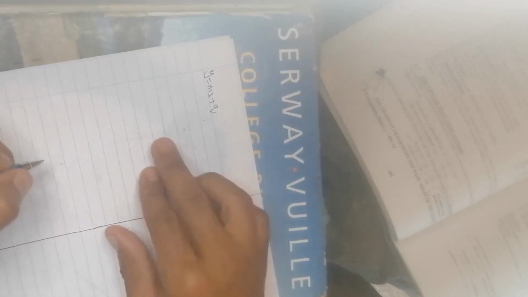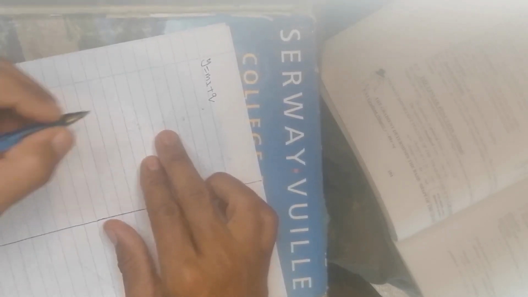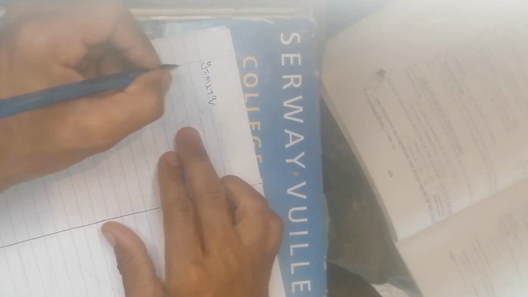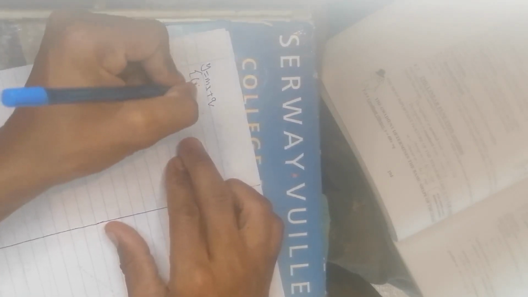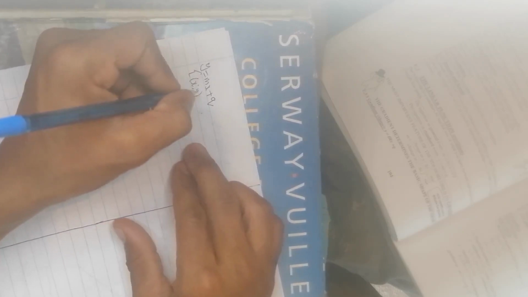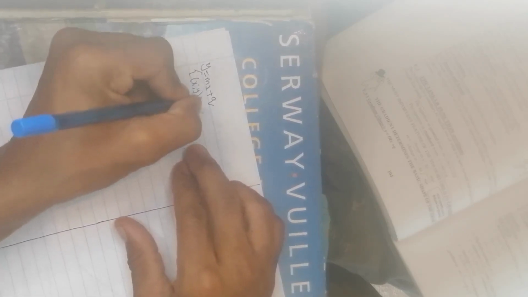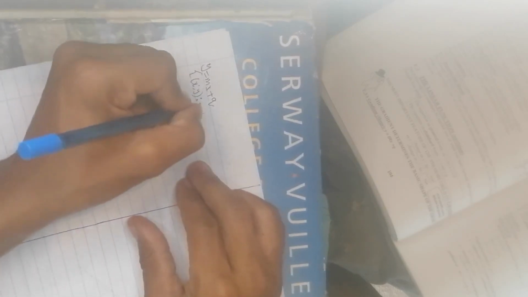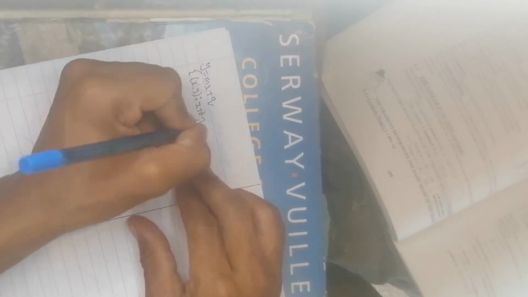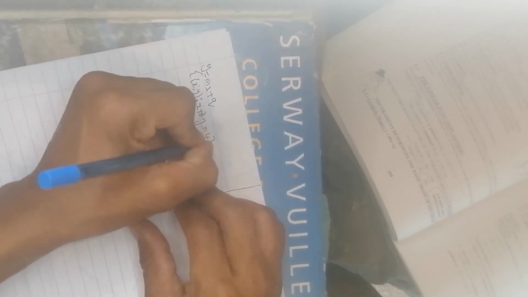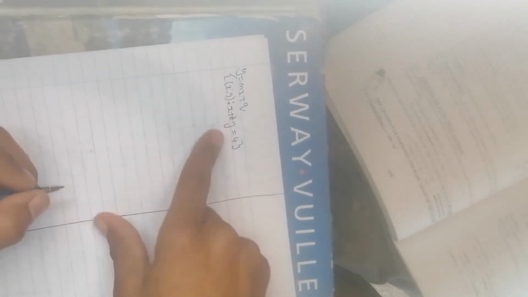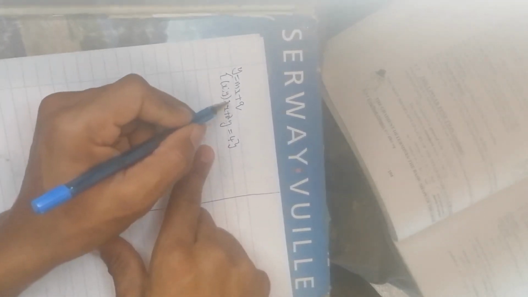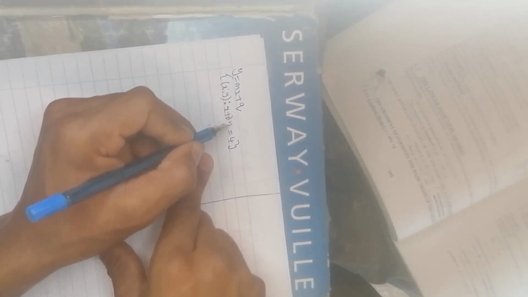So let us look at an example. Suppose they say that we should draw the graph of x and y, which is mapped onto x plus 2y equals 4. This is how I would read this: x and y mapped into x plus 2y equals 4.